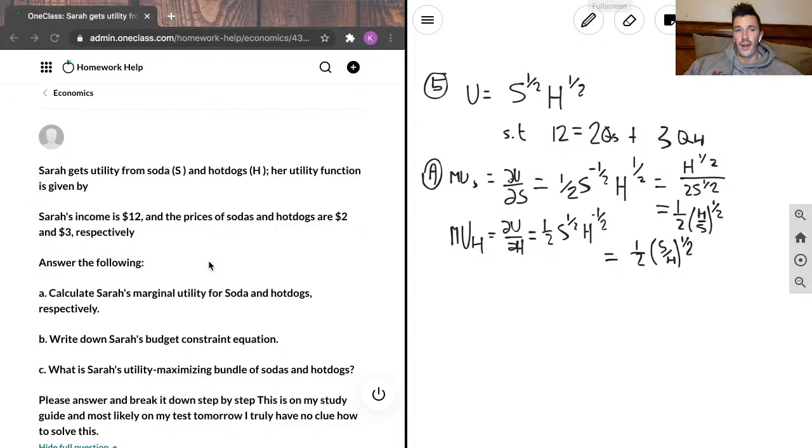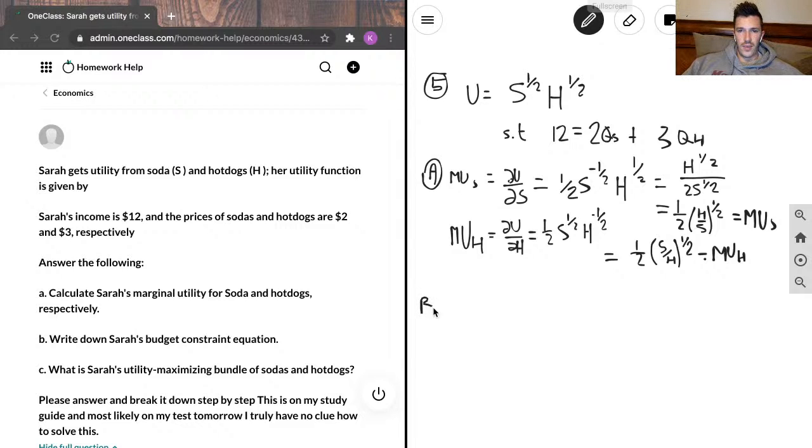So we've answered part A. We've calculated the marginal utility for both soda and hot dogs. So that's our marginal utility of soda, and this is our marginal utility of hot dogs.